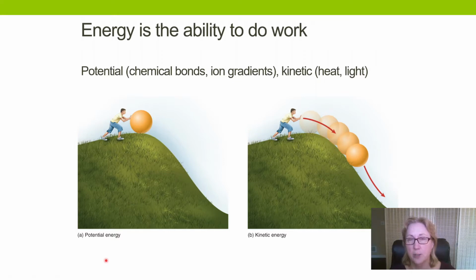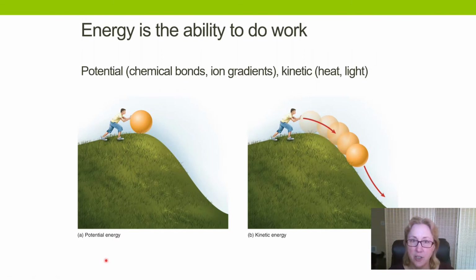Potential energy includes chemical bonds, like the bonds in a carbohydrate or a fatty acid that can be used for energy. And also kinetic energy. Kinetic energy is the energy of movement, but this also includes heat and light, which are also kinetic energy.